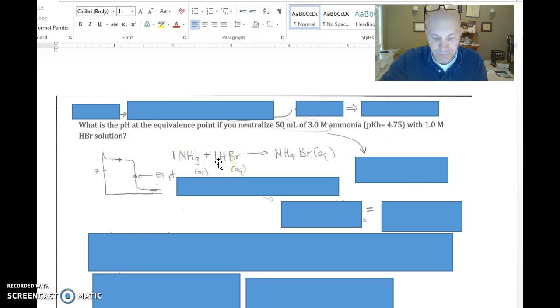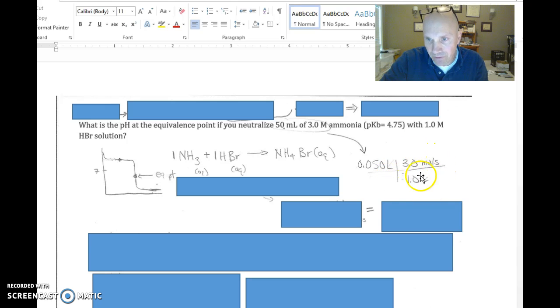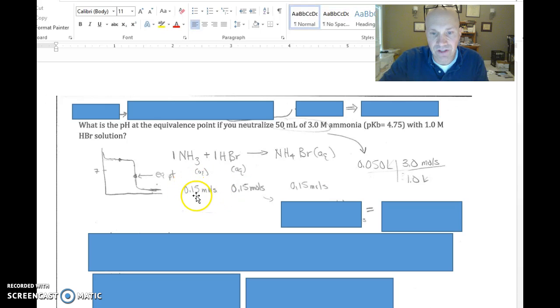So what are some things that we need to know about this problem? First of all, we need to figure out how many moles of the ammonia we have. So if we take 0.05 liters of that, and we multiply it by, I use a little crossbar, this part of the crossbar right here, that's 3.0 moles per 1 liter. You could cancel out your liters, and that would tell you that you get 0.15 moles. So that tells us that we have 0.15 moles of this. And so since we have a 1-to-1 ratio, we know we would need 0.15 moles of this. And that would allow us to get 0.15 moles of this.